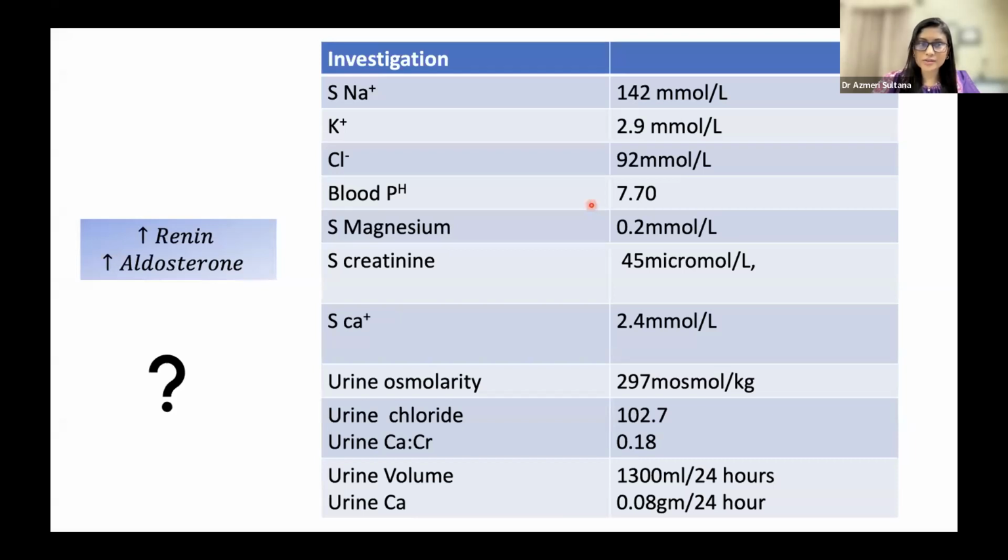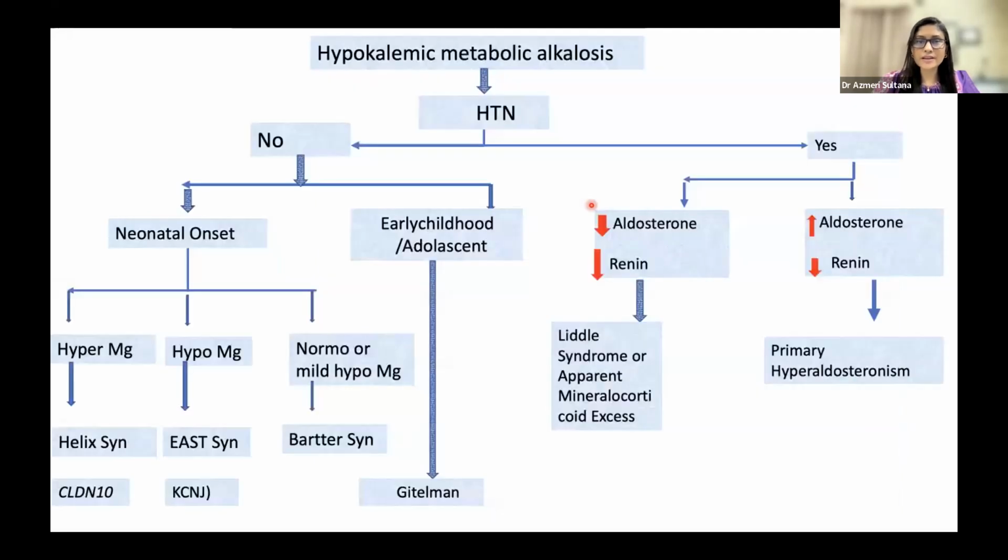So what could the diagnosis be? Participants and students, you can write down your answer in the chat box. Moving to the next slide, if a patient presents with hypokalemic metabolic alkalosis, we need to measure blood pressure. If the patient has normal blood pressure, without hypertension, we should think about when the symptoms arise. Usually, Gitelman syndrome presents in early childhood or adolescence, whereas if the presentation is neonatal onset or early onset, then we should think of HELIX syndrome, EAST syndrome, or Bartter syndrome.